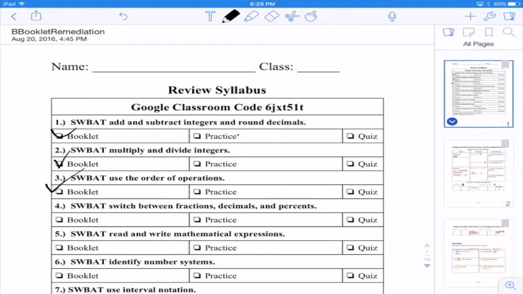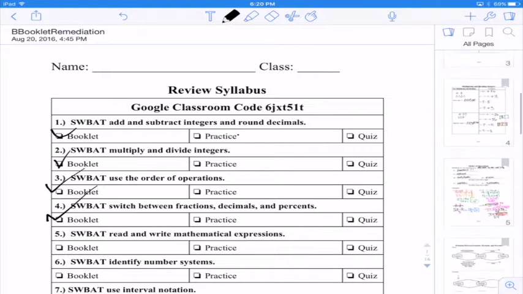Hello, Algebra 1 students. This lesson is on switching between fractions, decimals, and percents. The decimals and percents should be pretty easy. Sometimes people have a little bit of trouble with fractions, but it's an important skill. So check off that, and let's start.